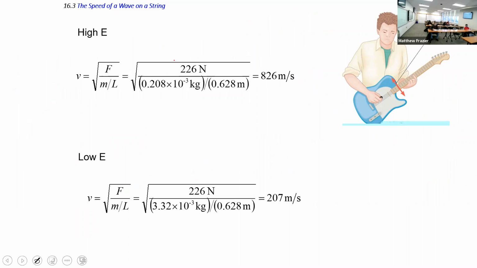For the high E, we do this calculation. They converted to kilograms of mass immediately. And so for high E, you get the velocity in the medium is about 820 meters a second, and in low E, it's about 200 meters a second. What you'll note, just as a check of your math, is that the high E and low E are about an octave apart. And that means you're going to double the frequency eventually.